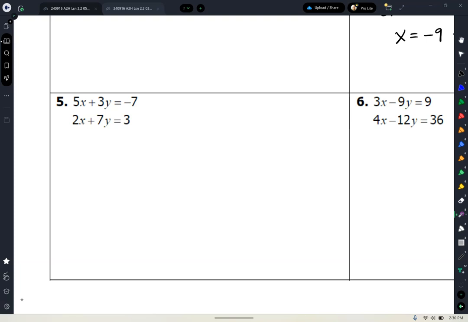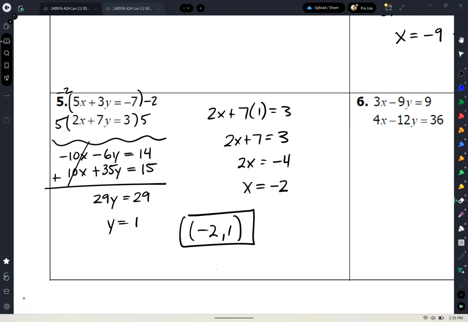Stick with the 5 and the 2, though, all right? And let's see how you do. Go ahead. Should have come up with -2, +1. Take a look.